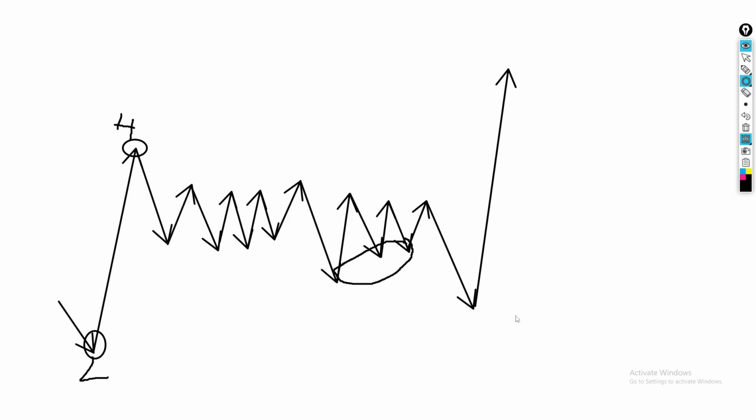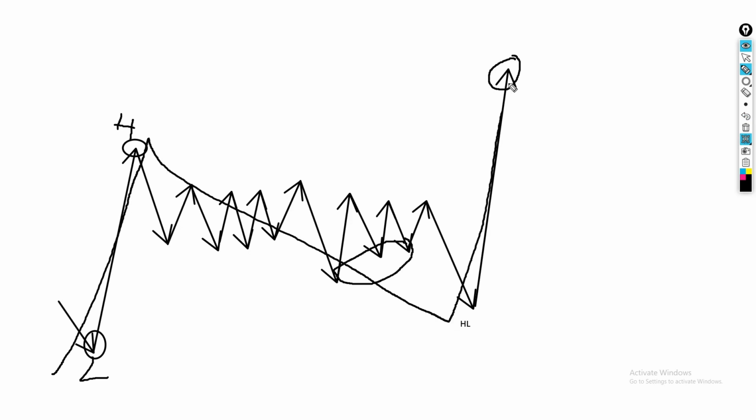We have a low, high. This would now be your higher low, though you don't know that this is a higher low until we break the structure right here, over here. And then we have a higher high, and now this is my bullish trend right here.